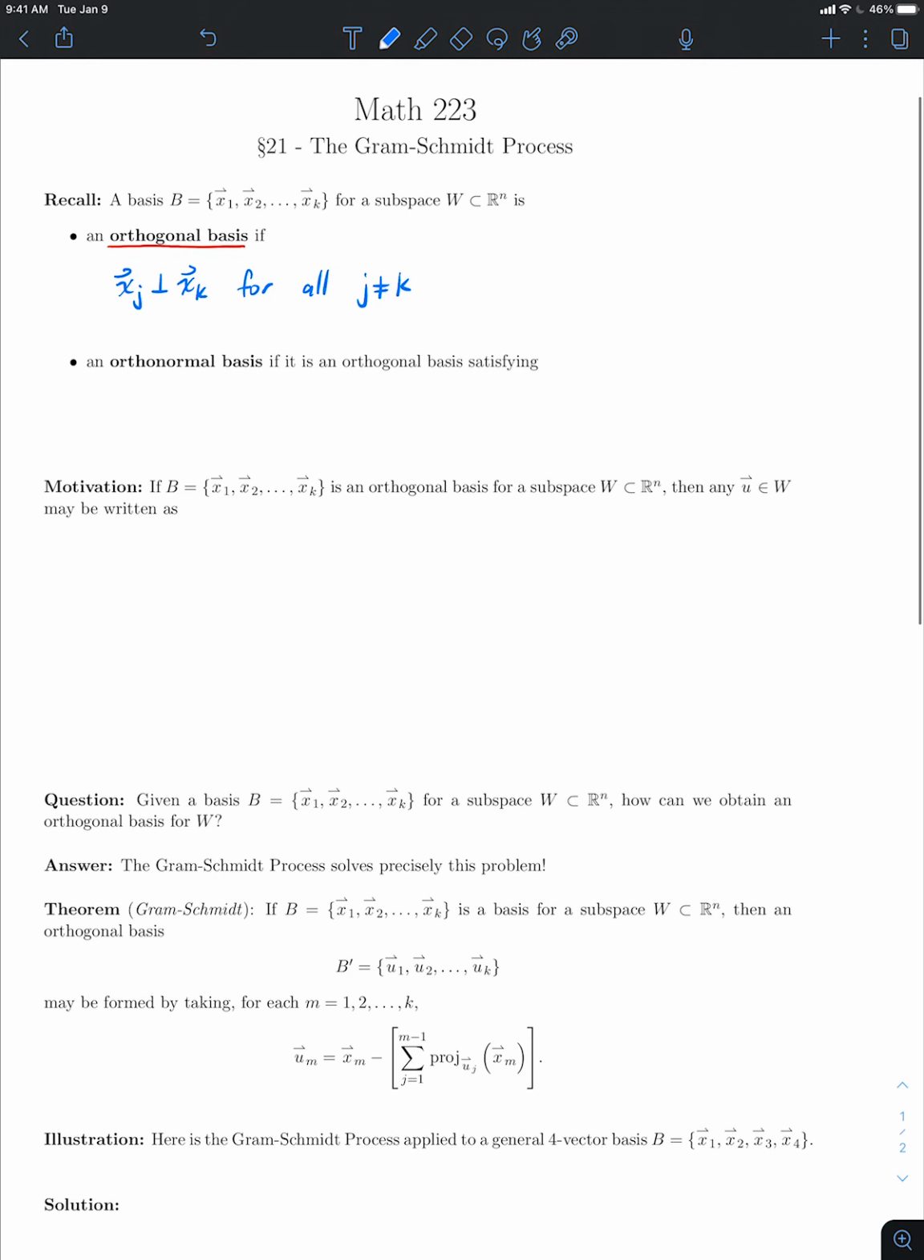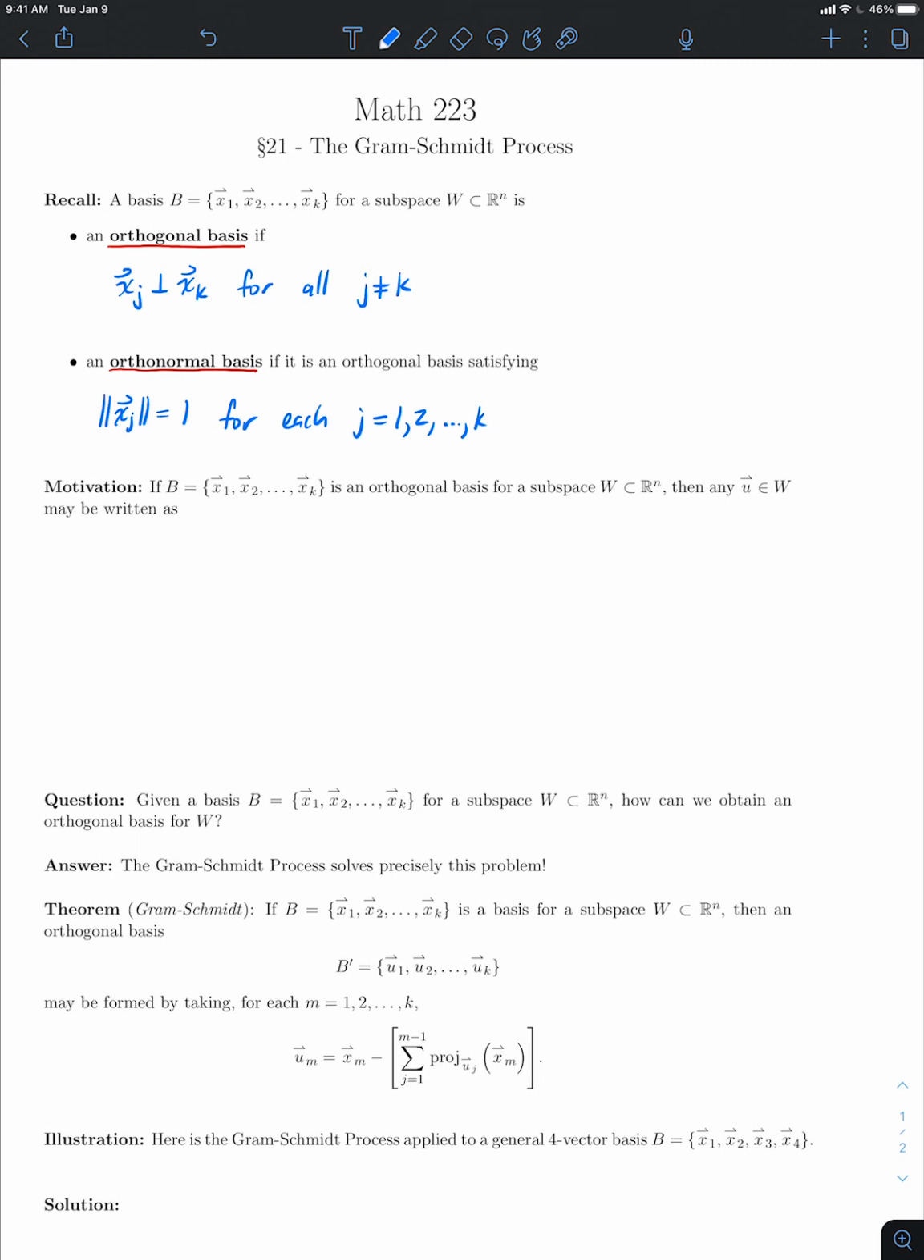Now, what does it mean to be an orthonormal basis? Remember, it has to first and foremost be an orthogonal basis. Before even being considered as an orthonormal basis, it had better be an orthogonal basis, but it has to satisfy the extra condition that each of the vectors inside of it is of length 1. They're all unit vectors. So the norm of xj is equal to 1, and that's got to be true not just for some j, but for every value of j that makes sense as an index, so 1, 2, all the way up to k.